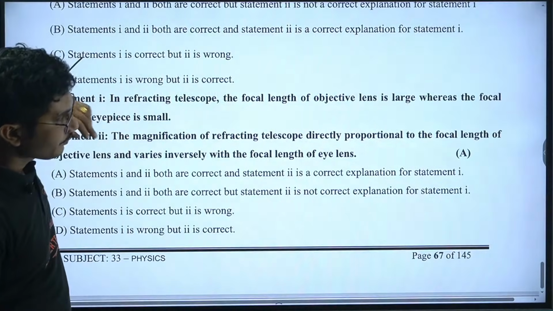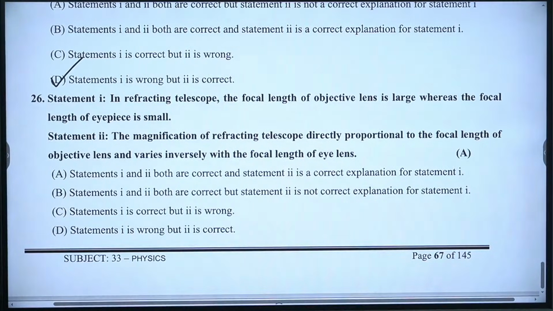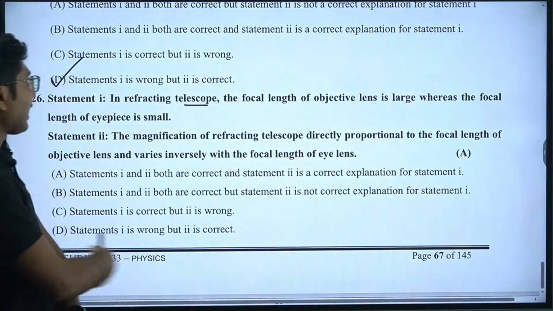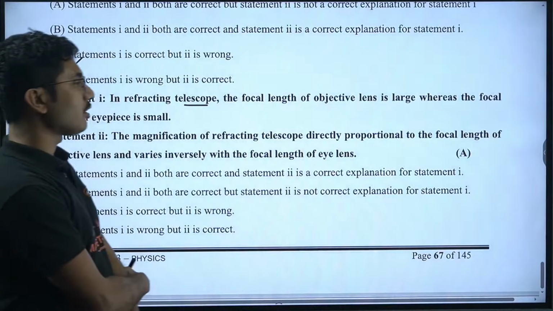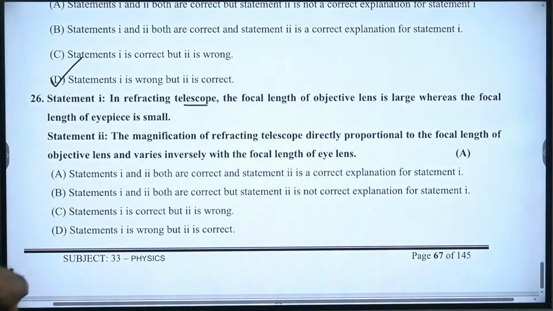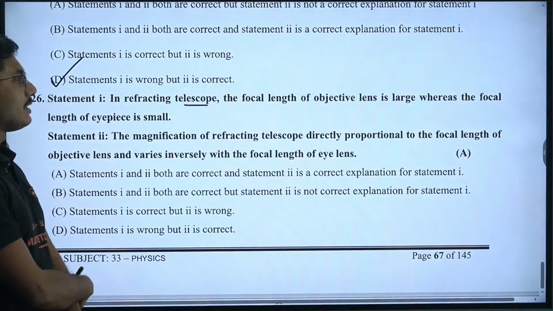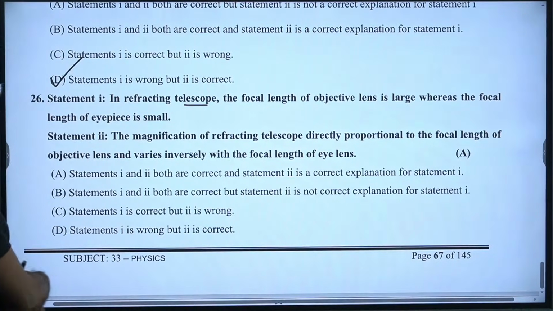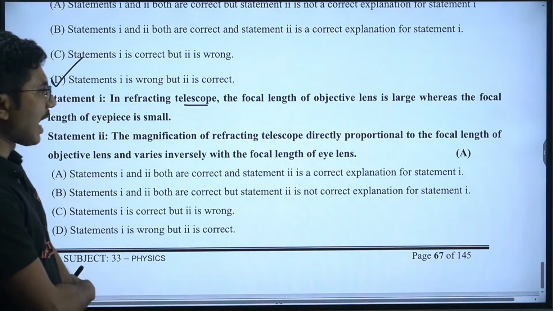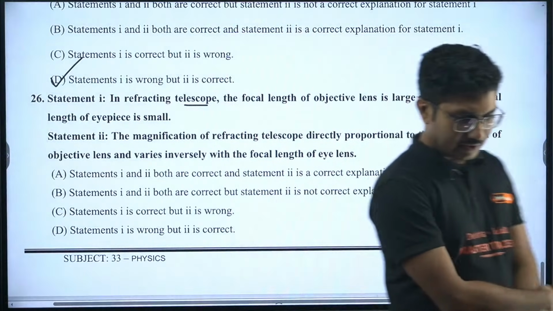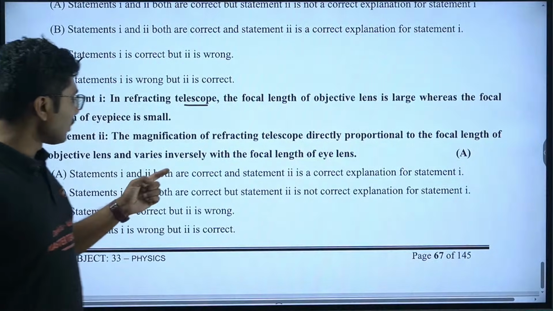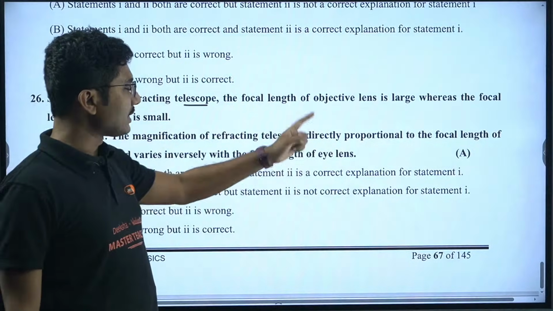Last question. Now we are going back to telescope. In refracting telescope, the focal length of objective lens is large, whereas focal length of the eyepiece is small. The magnification of refracting telescope is directly proportional to focal length of objective lens and varies inversely with the focal length of eyepiece. Let's see. 26 is saying A. Statement 1 and 2 both are correct statements, and 2 is a correct explanation.